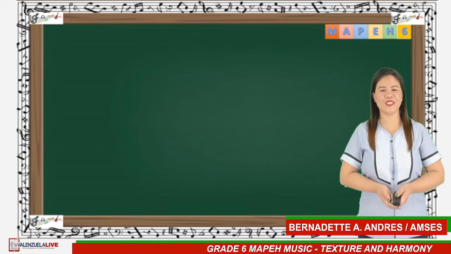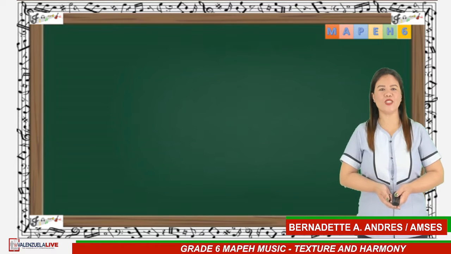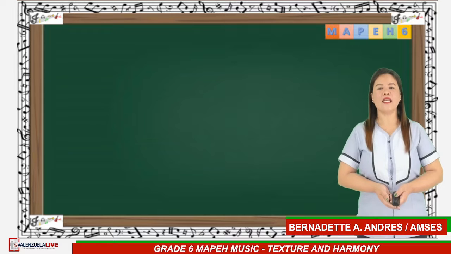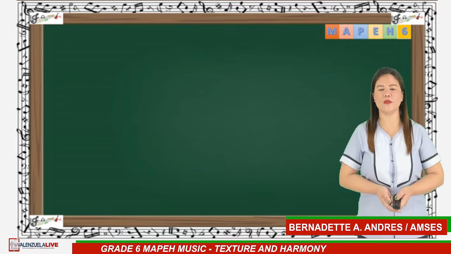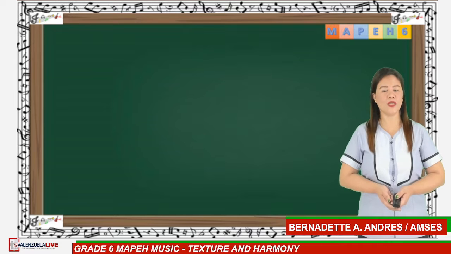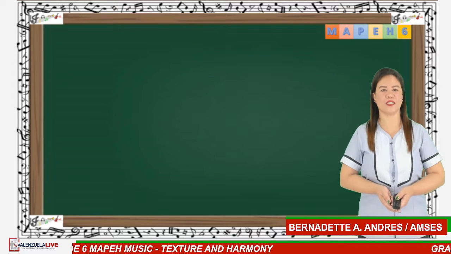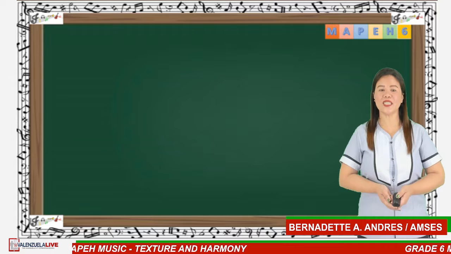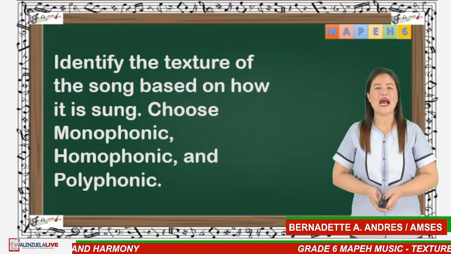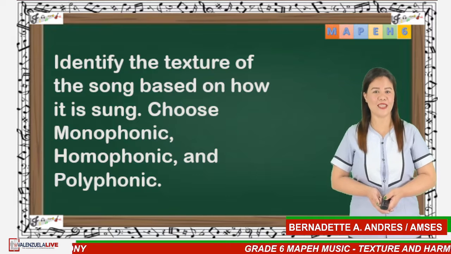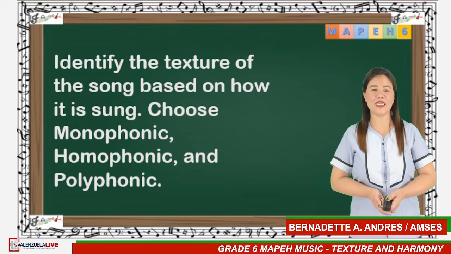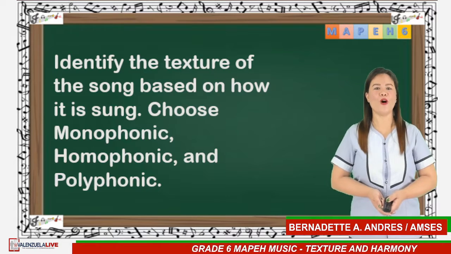Okay, grade 6 learners, before we continue the journey of our lessons, let us find out if you really understand by answering the following activity. I will give you 5 seconds to answer. Kindly type your answer in the comment section below. Identify the texture of the song based on how it is sung. Choose monophonic, homophonic, or polyphonic.